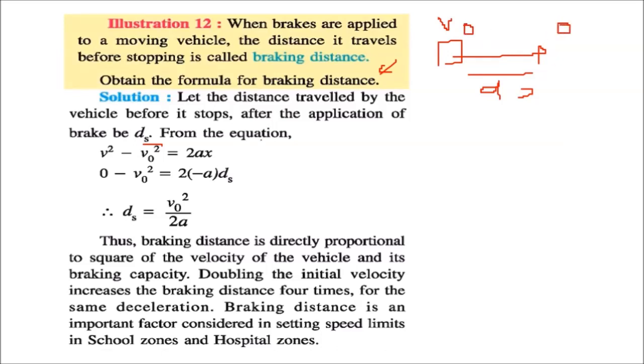So we'll use the equation v square minus v0 square is equal to 2ax. The final velocity is going to be 0 because it is going to stop, and because the acceleration is a deceleration, acting in the opposite direction, we take a as minus a. When we rearrange this we get ds equal to v0 square by 2a. So when we apply brake, the braking distance is directly proportional to the square of the velocity of the vehicle and inversely to the braking capacity.